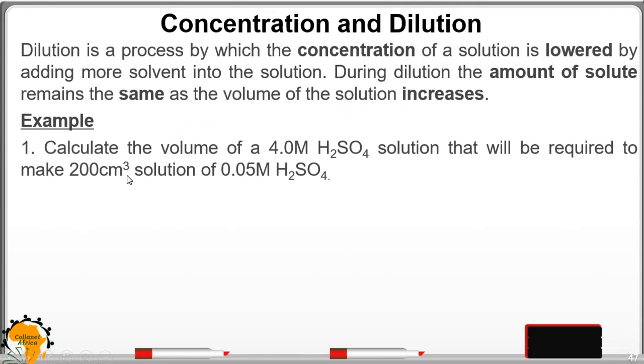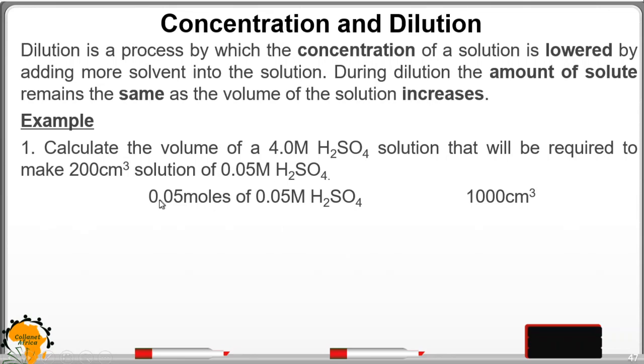As an example, calculate the volume of 4 molarity of sulfuric acid solution that will be required to make 200 centimeters cubed solution of 0.5 molarity of sulfuric acid. Here, we need to first of all work with this one because we have provided the molarity and also the volume.